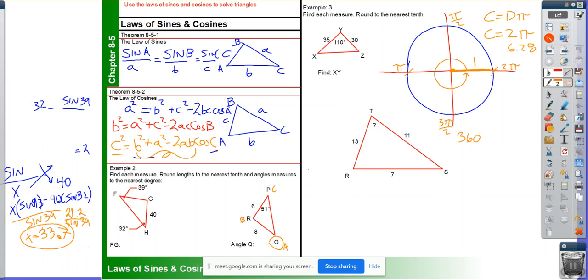Which one of these? Why can we use sines? The law of sines in this one? Why couldn't we? You can if you want to. So maybe we want to. So you would have sine Q over 6 is equal to sine P, which is sine 51 over 8.